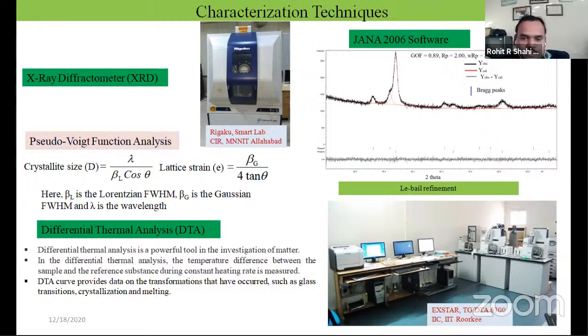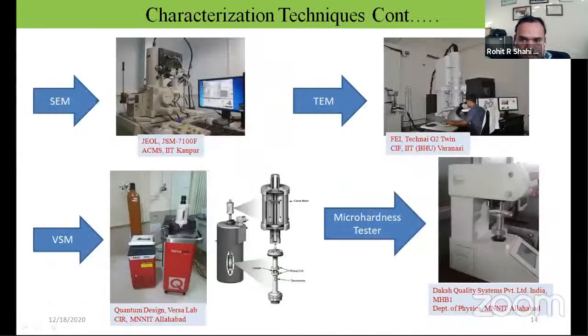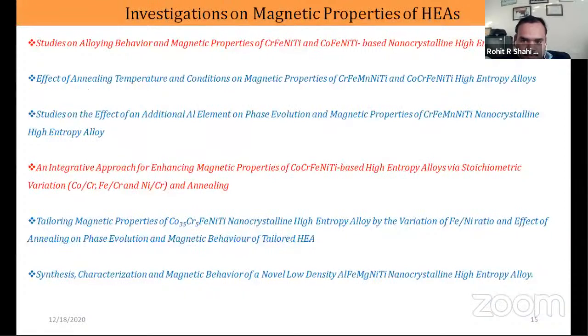And then the crystallite size and lattice strain are going to be evaluated by using Williamson-Hall analysis. And these are the different instruments which are used for analyzing these materials. So today I am going to discuss some work which we did in the last 2, 3 or 4 years.